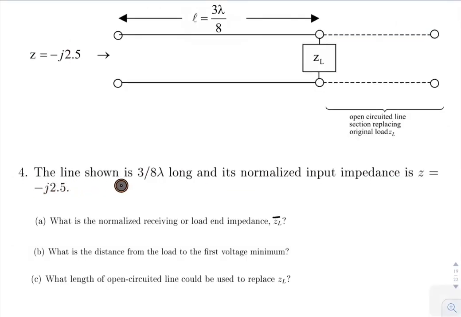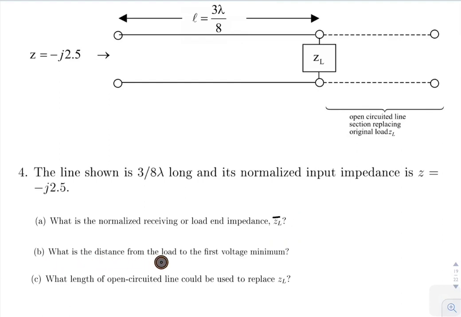The line shown above is 3 by 8 lambda long, and its normalized input impedance is equal to Z equal to minus j 2.5. So this is the transmission line which is given for us, whose input impedance is Z equal to minus j 2.5, and the length of the transmission line is 3 by 8 lambda. What is the normalized receiving or load end impedance? That means he is asking to find ZL bar, the normalized load impedance.